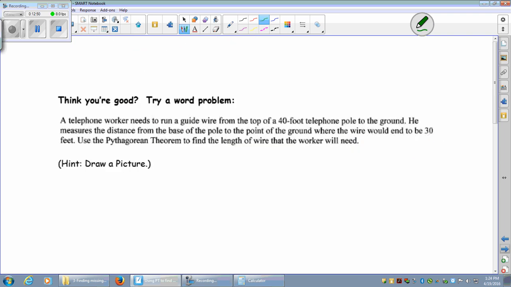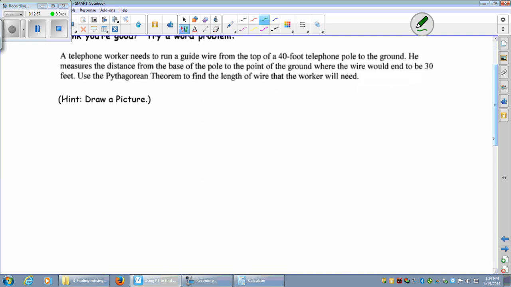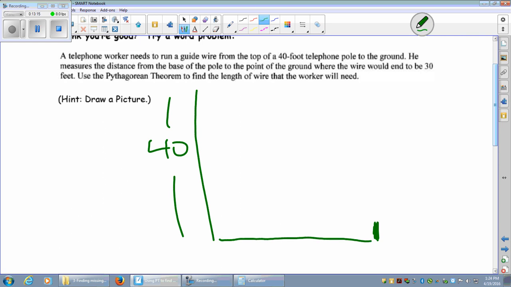So the one on the back has a telephone worker that needs to run a wire from the top of a 40-foot telephone pole. So let's draw that telephone pole. Doesn't even need to be that good. And apparently it is 40 feet from top to bottom. He measures the distance from the base of the pole to the point on the ground where the wire would be. So apparently I'm going to have a little wire right over here. And he measured it, and that ended up being 30 feet. So it says, use the Pythagorean theorem to find the length of the wire. So it wants us to figure out how long this wire is going to be.